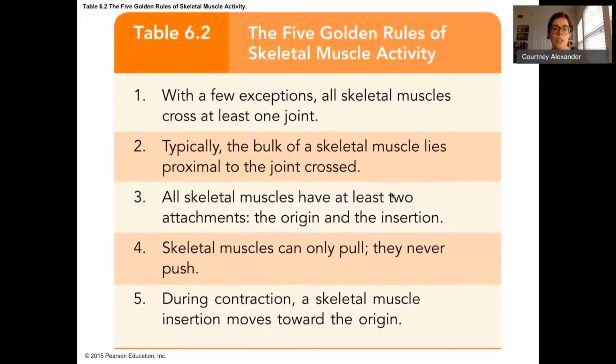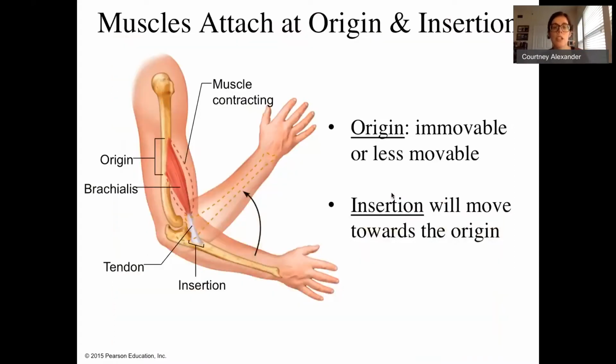During contraction, a skeletal muscle insertion is going to move towards the origin. So the origin is the immovable or less movable spot of the muscle attachment, and the insertion is going to move towards the origin when the muscle moves. So if we look at our bicep, we have an origin and an insertion, and when we flex, that insertion will move closer to the origin.